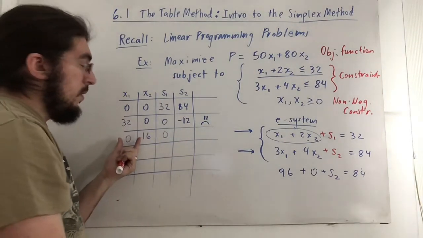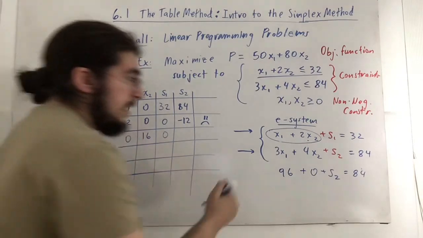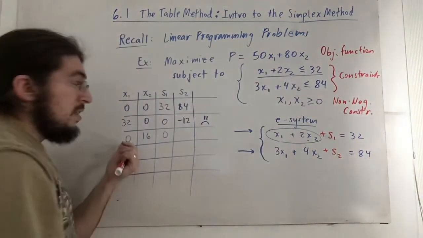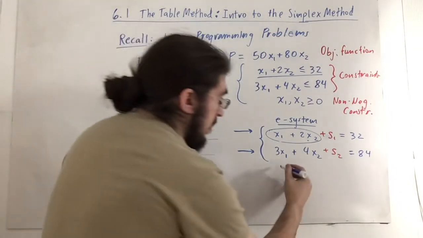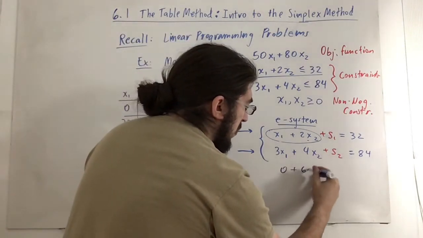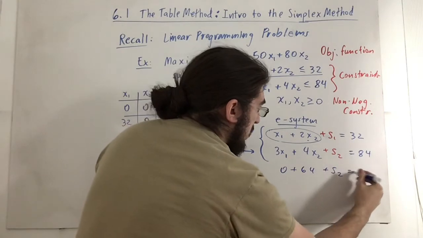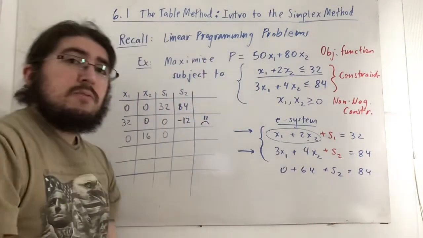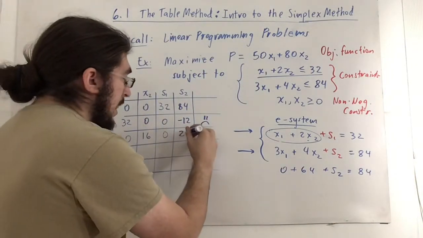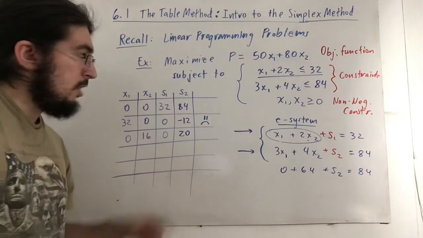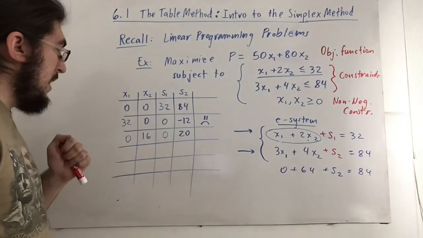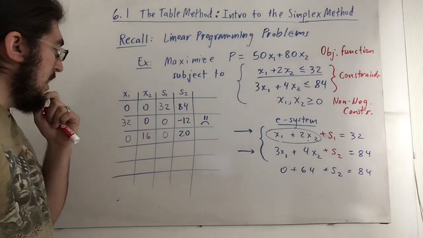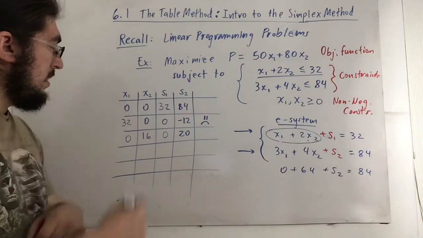If x1 is 0 and x2 is 16, then in the second equation we get 0 plus 4 times 16, which is 64. So that's 0 plus 64 plus s2 is equal to 84. Subtracting 64 gives us s2 is 20. And that's positive, so that's good. So I'm not going to put a sad face there.